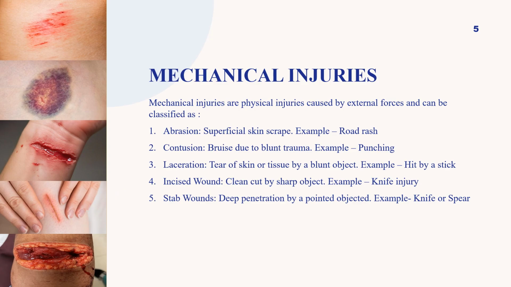So the first one is mechanical injuries. Mechanical injuries are physical injuries caused by external forces and can be classified as abrasion, which is a superficial skin scrape, for example road rash. Second one is contusion, a bruise due to blunt trauma, example punching. The third one is laceration, tearing of skin or tissue by a blunt object, for example being hit by a stick.